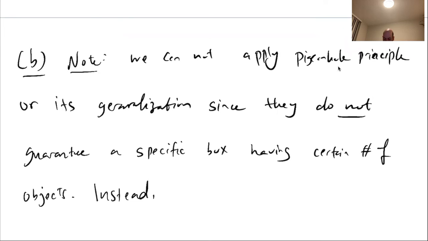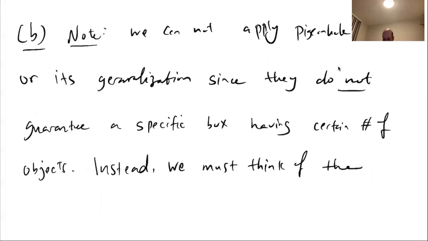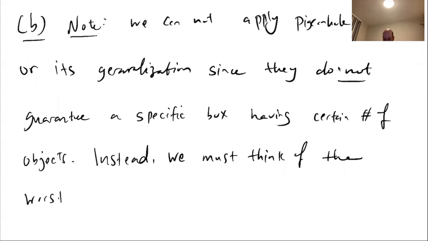Instead, so we cannot apply a pigeonhole principle or generalized pigeonhole principle. Instead, what should we do? Instead, we must think of the worst case scenario, because I want to have a guarantee, right? So it's not about being possible.